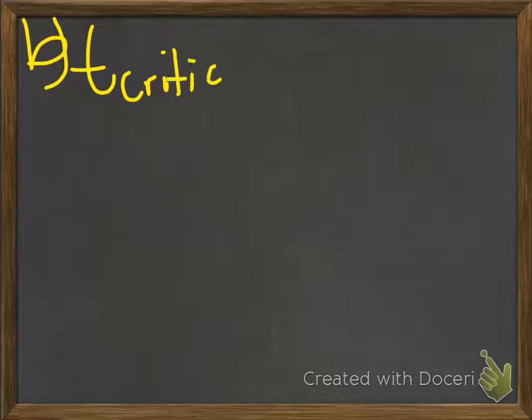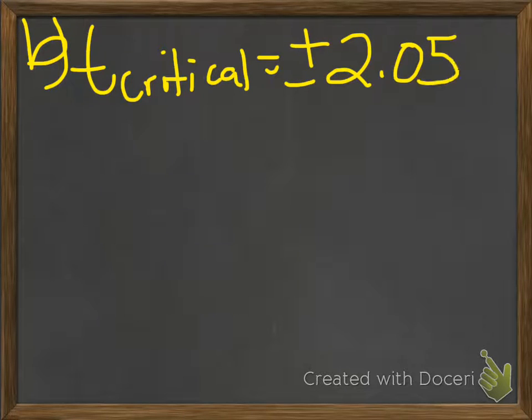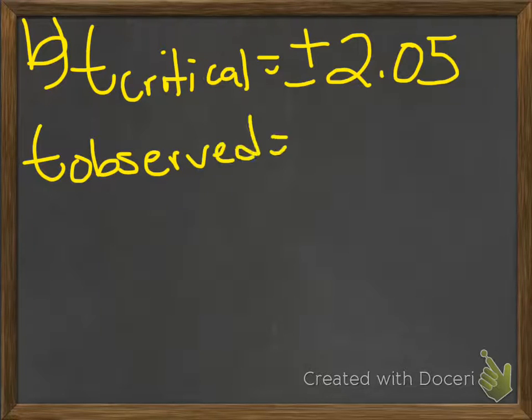Letter B says, using a 2-tail test with alpha of 0.05, is there a significant difference between the 2 treatment conditions? So the first step is to find the critical value. So the critical value for this problem is plus or minus 2.05. And your t-observed, which was given, is equal to plus 2.07.